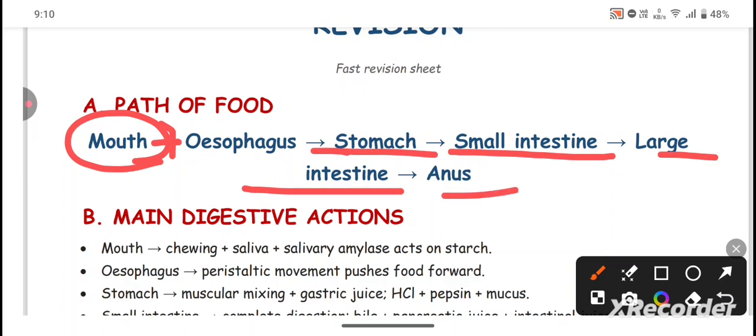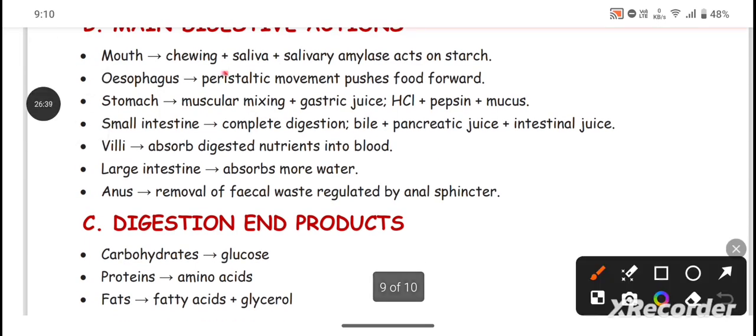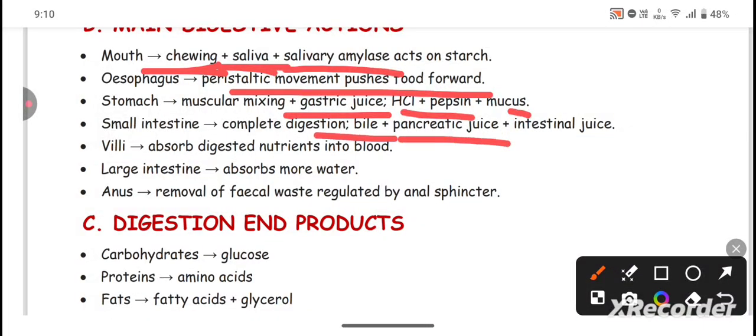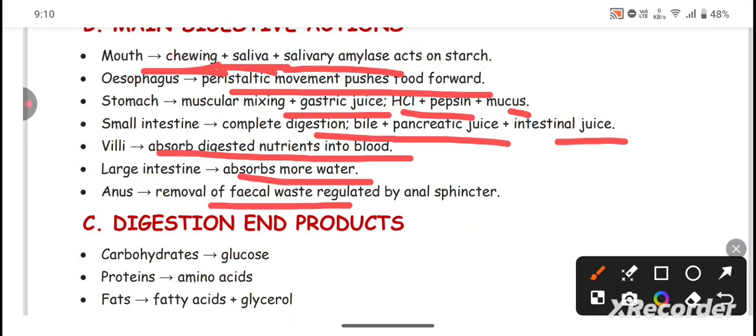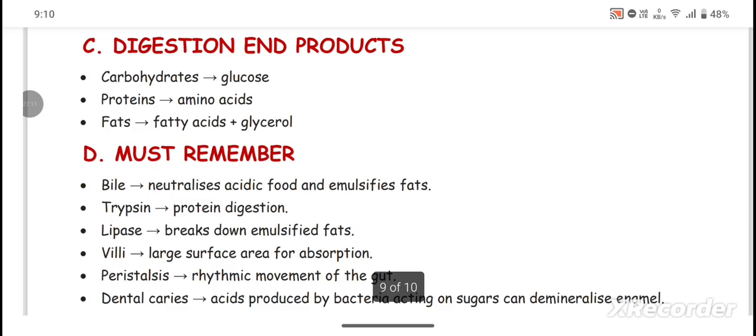The waste material will be passed out, excreted out through the anus. So the main digestive actions: in the mouth, chewing, saliva, action of salivary amylase happens; esophagus, peristaltic movement; stomach, mixing of food with the gastric juice, pepsin and mucus; small intestine, complete digestion, action of bile, pancreatic juice and intestinal juice. Villi absorb the digested nutrients into the blood; large intestine absorbs more water from the undigested food; anus, removal of fecal waste regulated by the anal sphincter. This is the digestion and the end products we have already discussed.